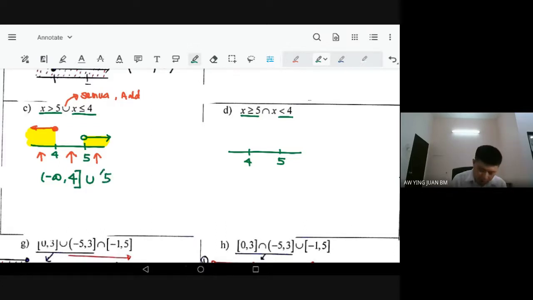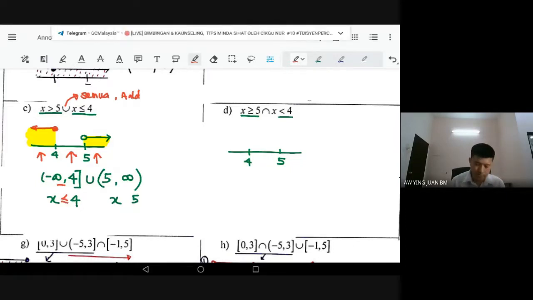Then we have 5. Refer. Empty circle. Then comma until infinity. Empty circle. Kalau buat set notation, X and 4. X and 5. Tengok sendiri. Saya tulis nombor saja. So refers to this one, dia less than, then got equal because square bracket. Then refers to this part, it is greater but without number 5. Means that not included. So itu jawapan dia lah.